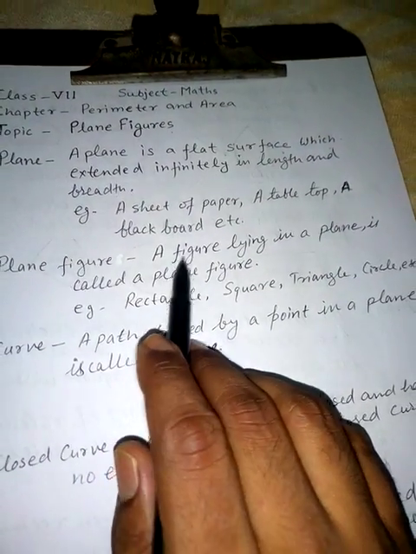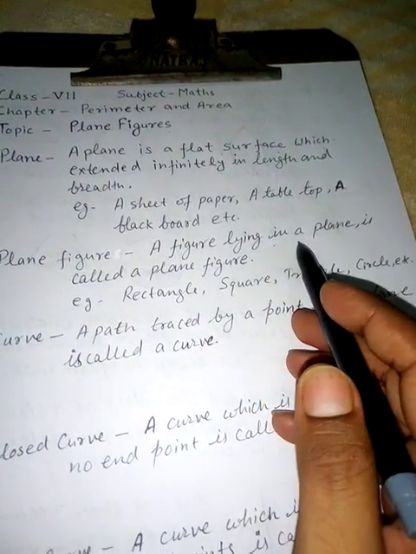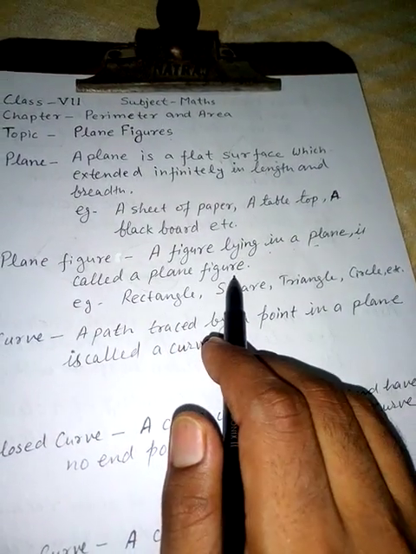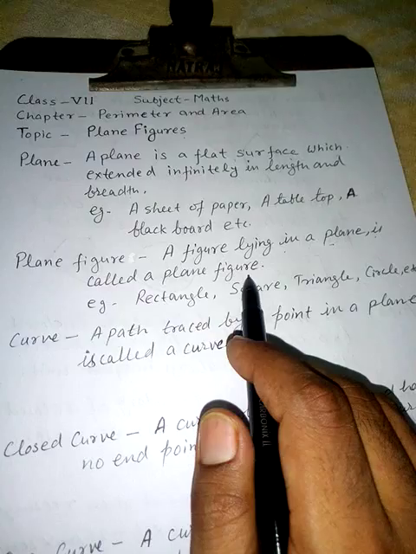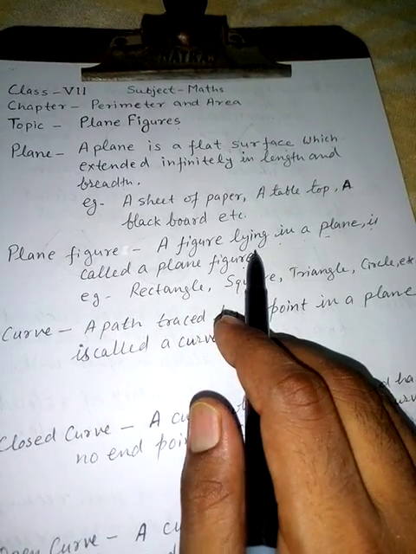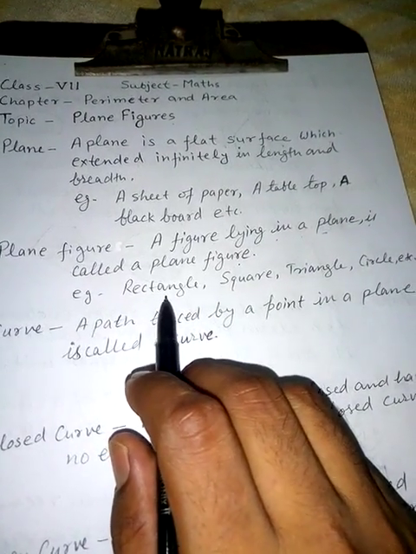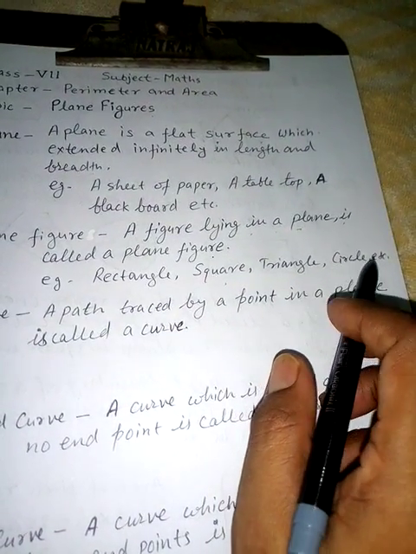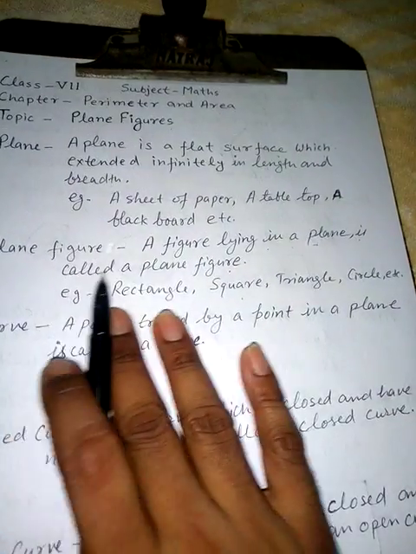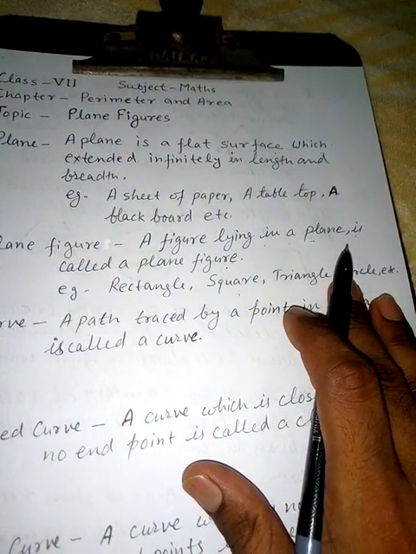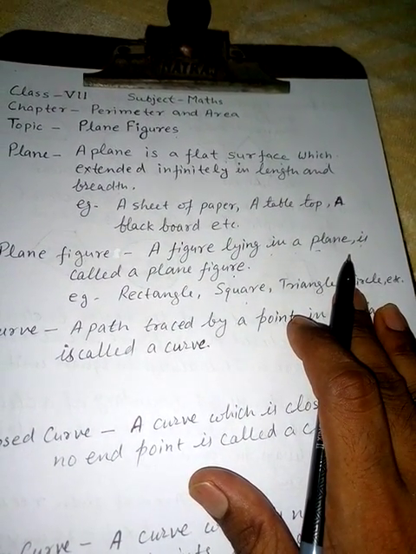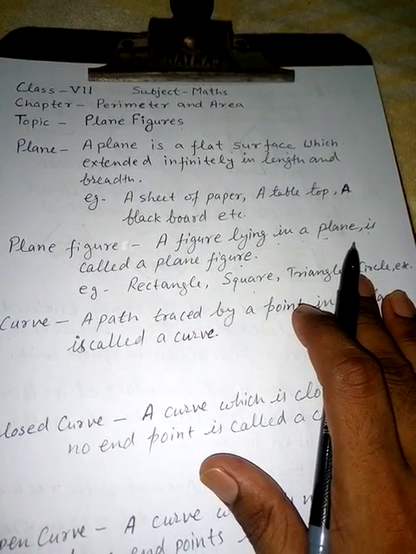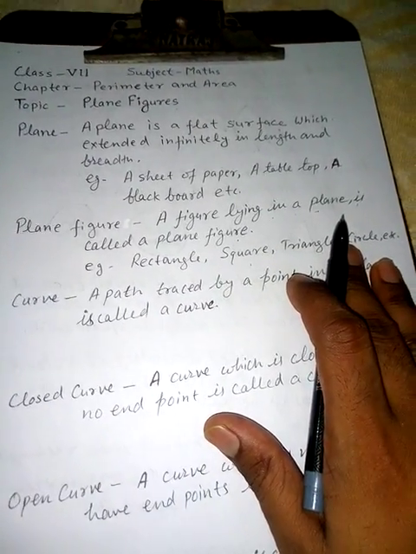A figure lying in a plane is called a plane figure. Remember, on the blackboard we can draw a rectangle, square, triangle, circle, etc. These types of figures are called plane figures because they can be drawn in the plane or plane surface.